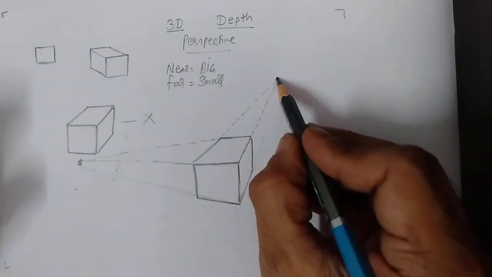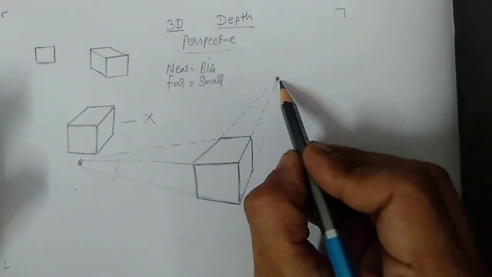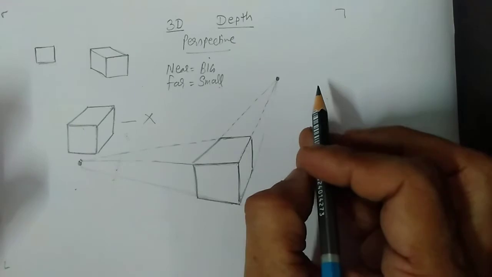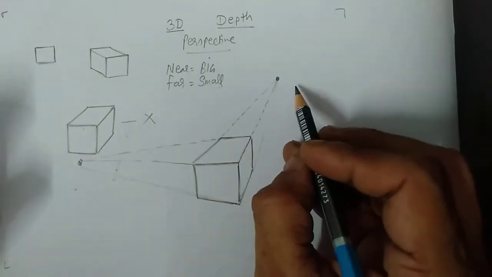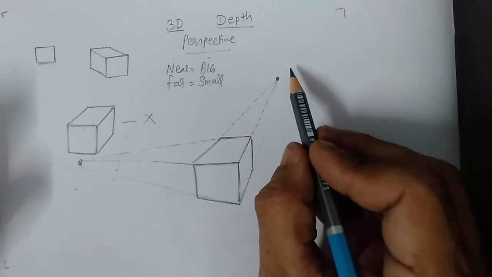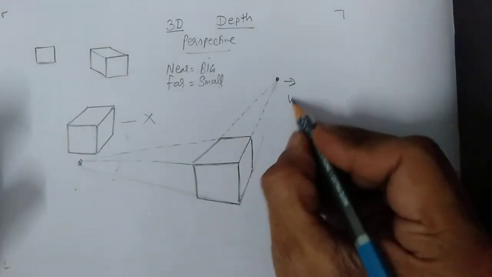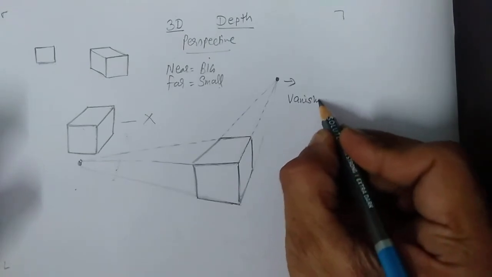Alright, so this point, this is an imaginary point, and this point is supposed to be that point. Like after this nothing is visible, I mean everything vanishes after this point. That's why this point is called as vanishing point.